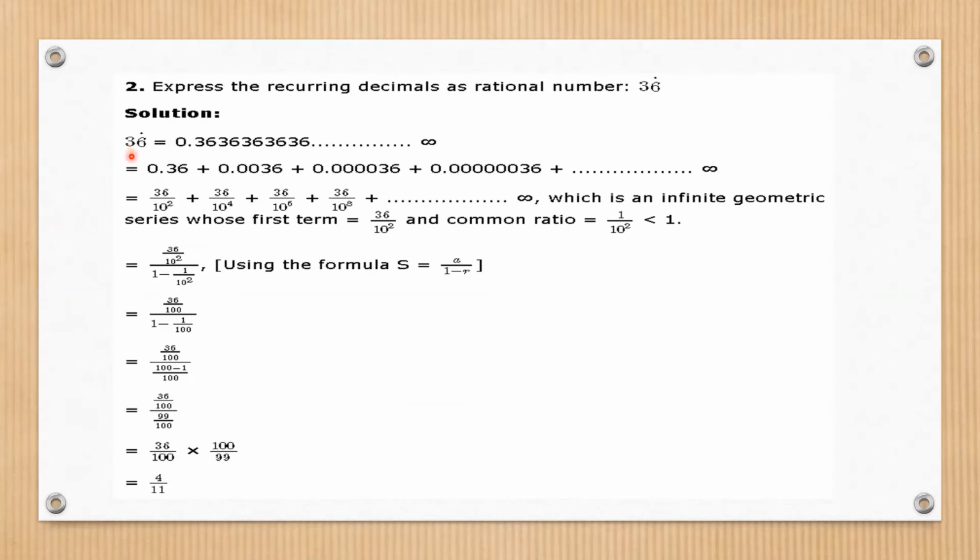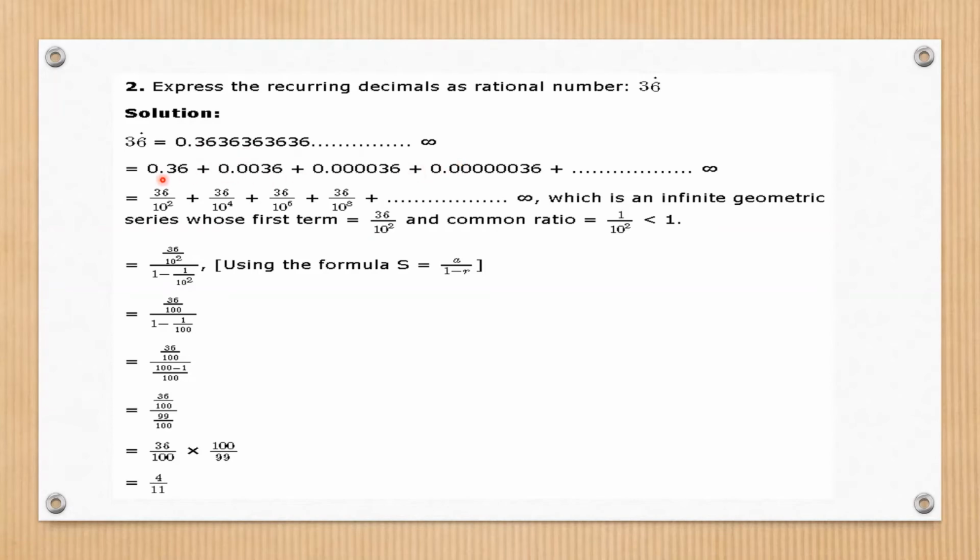Again, let us see one more question. Express the recurring decimal as a rational number. The recurring decimal where 6 is recurring. The dot here means that 36 is there and 6 is recurring. So that means it is like 0.363636 and so on up to infinity.